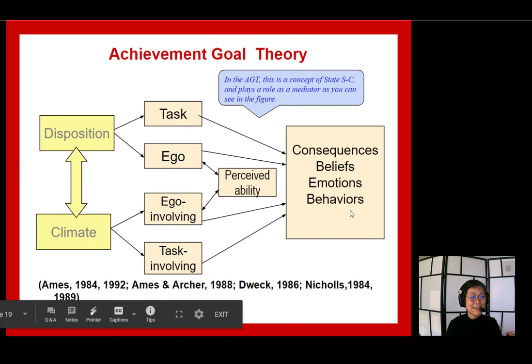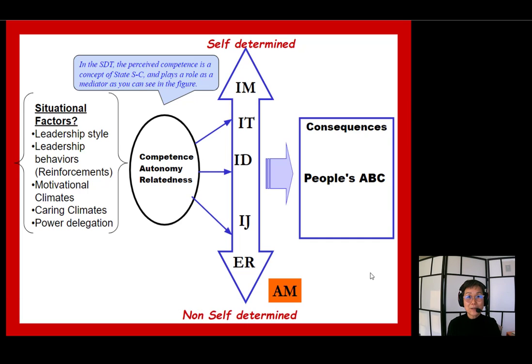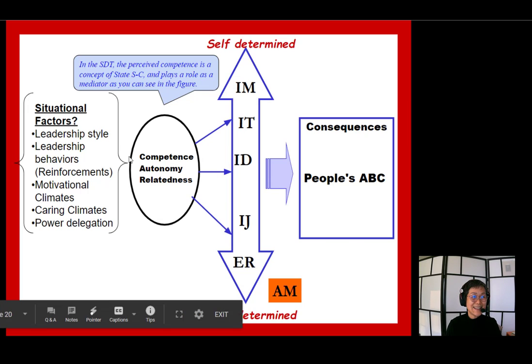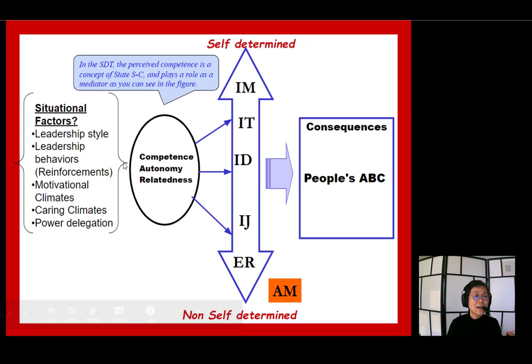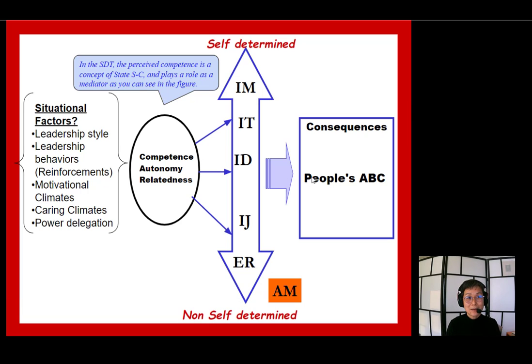Got it? How about self-determination theory? Can you spot the self-confidence concept right there? Yeah, right here. Perceived competence, influenced by situational factors, which could also be influenced by personal factors, predicts psychological needs, basic needs. One of them is confidence, which predicts different motivational regulations leading to the consequences and outcomes.